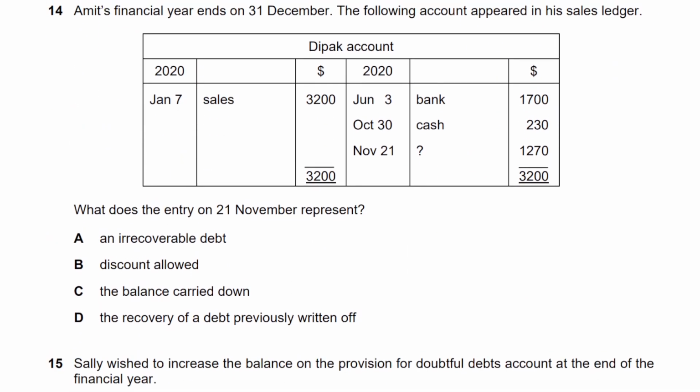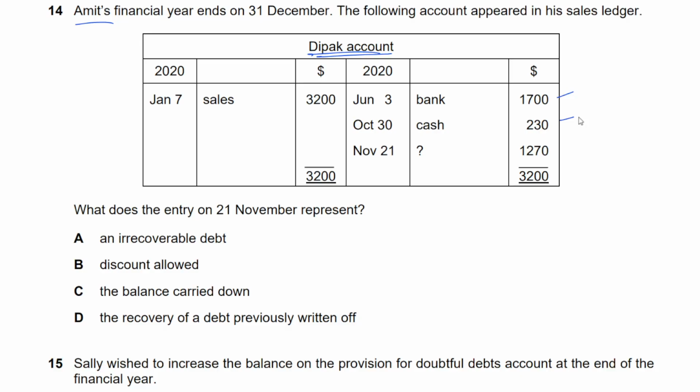Number 14. Amit's financial year ends on 31st December. The following account appeared in his sales ledger, Deepak. So it seems like Deepak is a customer. Sales are 3,200. Okay, so we made some sales to Deepak. Deepak is our receivable. We're looking from Amit's perspective. When we make credit sales, we're going to debit because an asset when it increases is debited. So 3,200 was debited. Then Deepak paid some amounts. So what is that? Okay, that's 1,270.